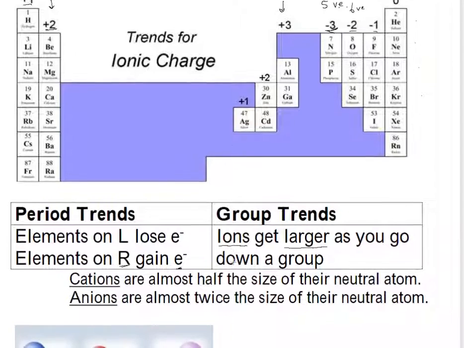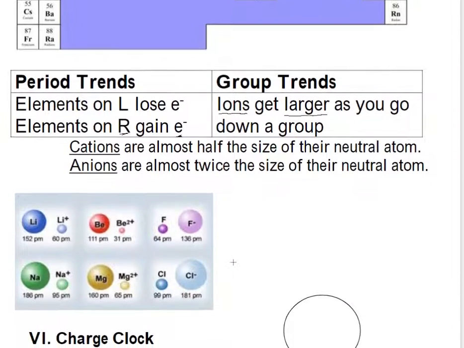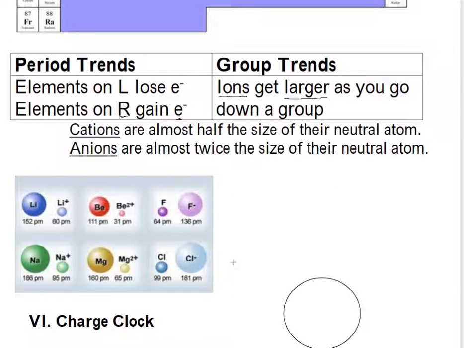Okay, and what I want you guys to know is that cations, the positives, are almost half the size. So they shrink, just losing 1 electron from here to here. Lithium has lost 1 electron. Look at how much it shrunk from 152 picometers down to 60 picometers. So it's much, much, much smaller. Same thing with sodium. When it loses just 1 valence electron, it decreases by about half its size.